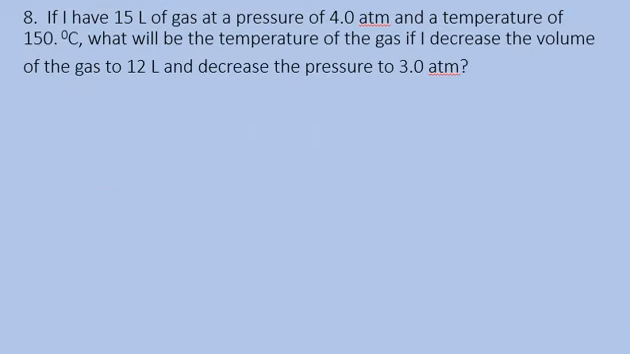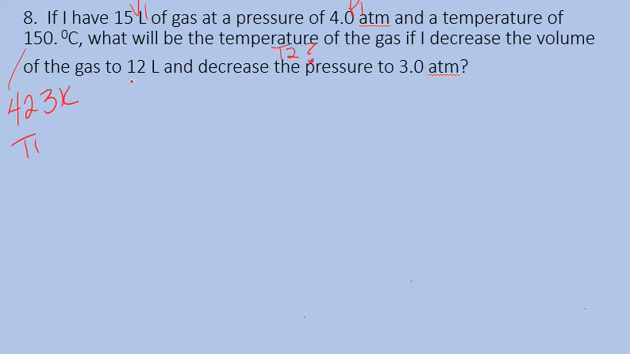All right. If I have 15 liters of gas, so that's my first volume, at a pressure of this, so that's my first pressure, and a temperature, okay, so I got to add 273, 150 plus 273. So every time I see Celsius, I'm going to just quickly add 273 to it. I get 423 K, so that's my first temperature. What will be the temperature of the gas? So I'm going to solve for T2.